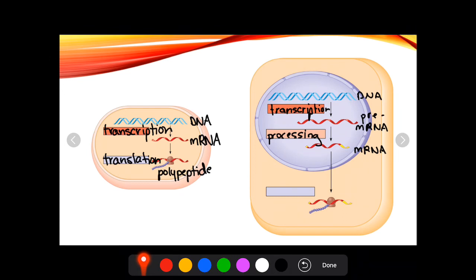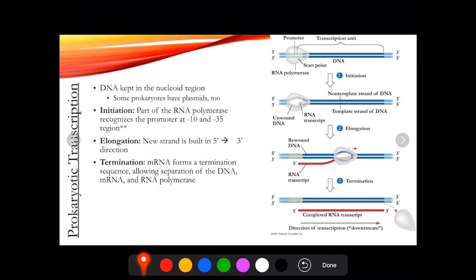But it also means that now we can't just do transcription and translation at the same time. Doesn't work anymore. If you're a bacteria, as soon as you start making the mRNA, polypeptides start getting made. Bada bing, bada boom, you're done. In eukaryotes, you've got to keep these processes separate, because now you've got transcription happening where the RNA polymerase is, translation happening where the ribosomes are, but these two areas are separated by the nuclear membrane.